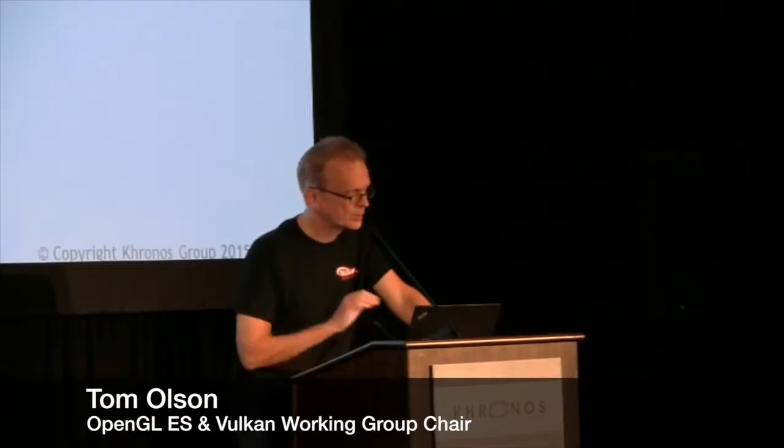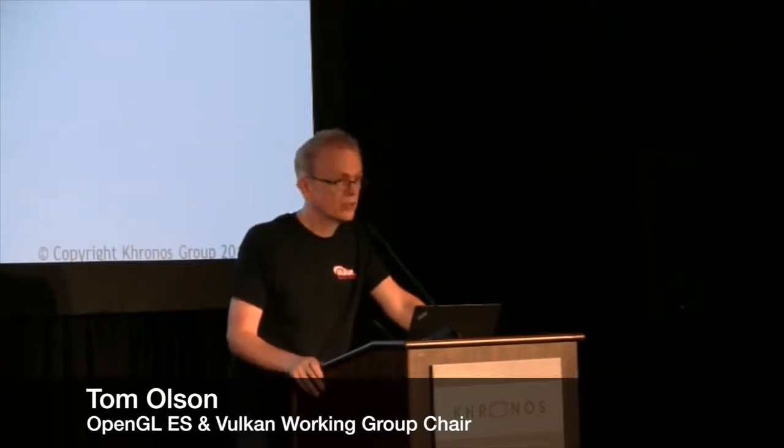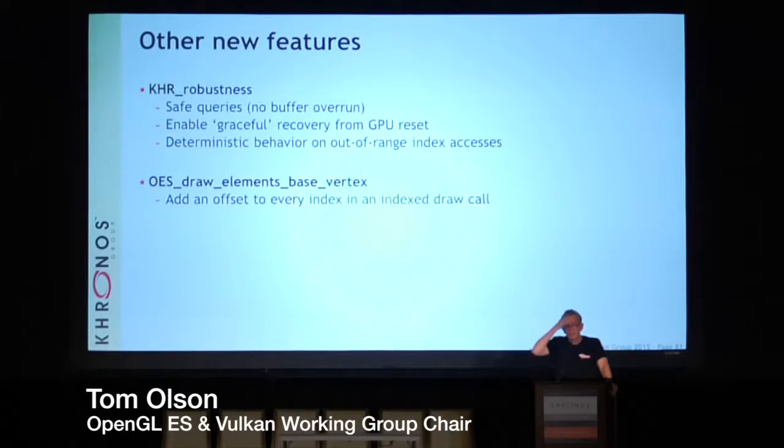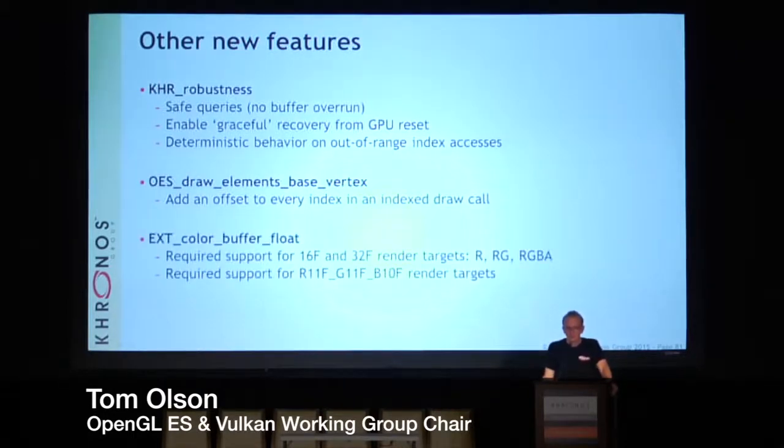So that's cool. Draw elements base vertex and other requests. This is many IHVs requesting this. It basically, from my point of view, is a way to have to do a lot less rebinding of vertex attributes. So that's a good thing to have. And we all had support for it. So it's in. And finally, my favorite, color buffer float.